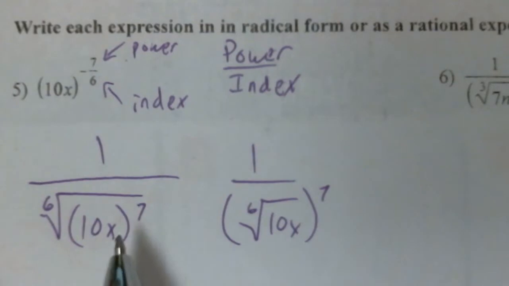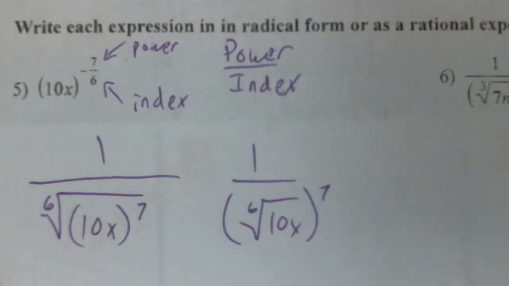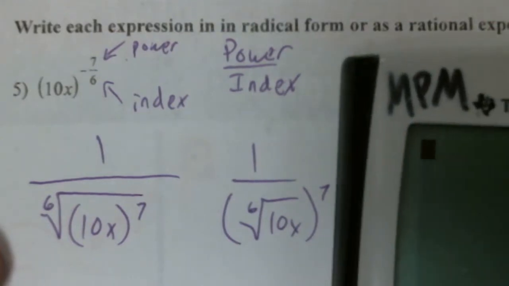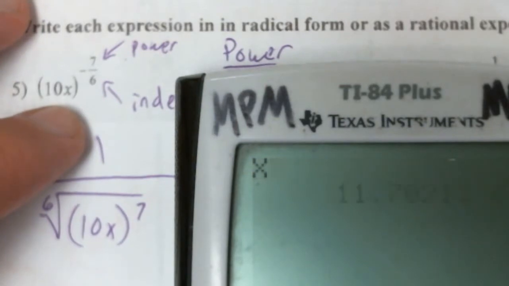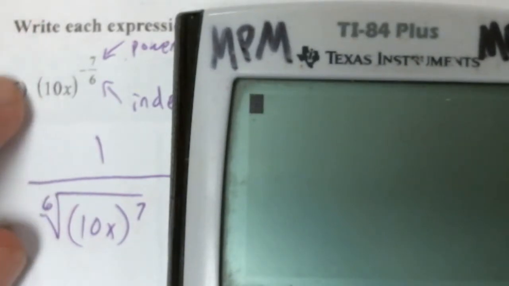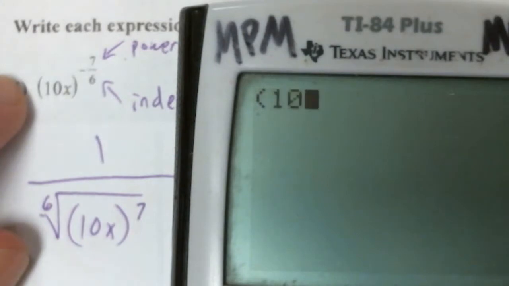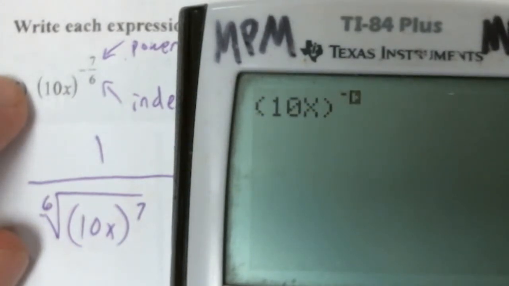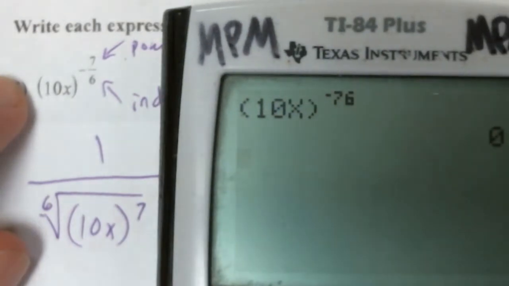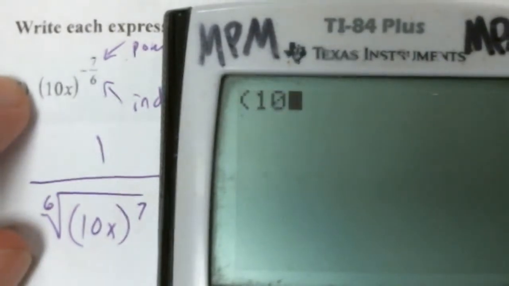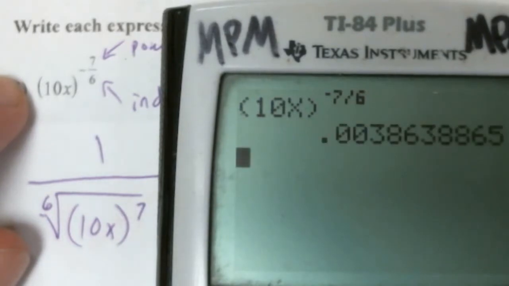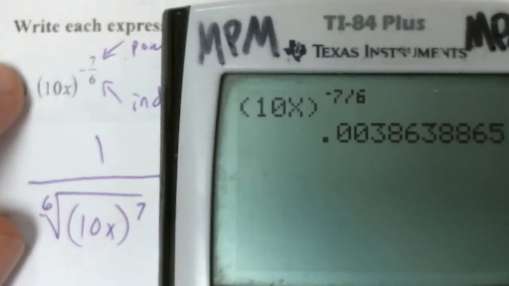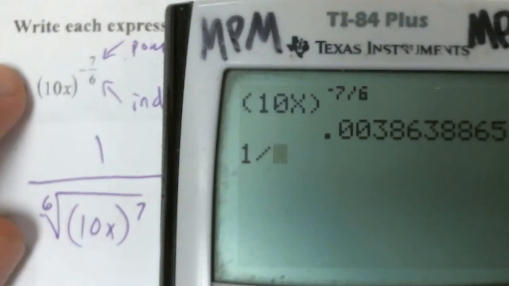Okay, and we can check this. I was a little bit surprised on the quiz with how few students actually took the time to check this. So let's check this real quick. I want to make sure my x is not 0. Let's type in parentheses 10x parentheses raised to the negative 7/6. Okay, get some number.